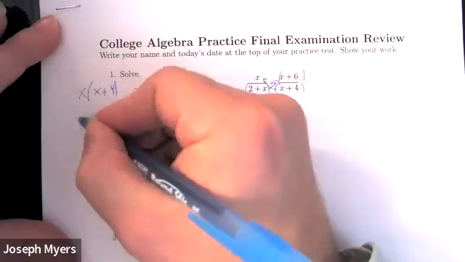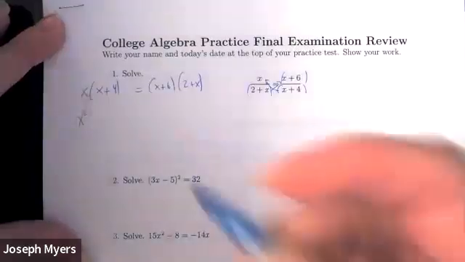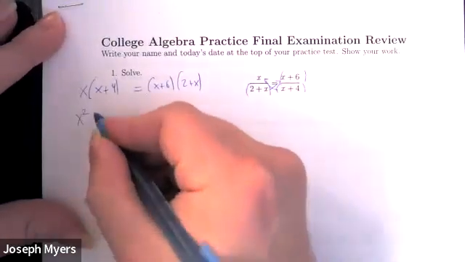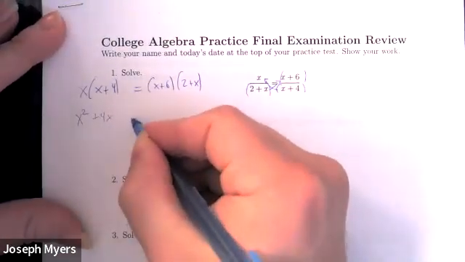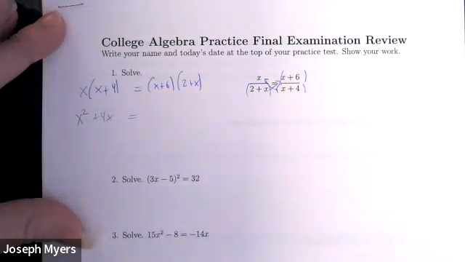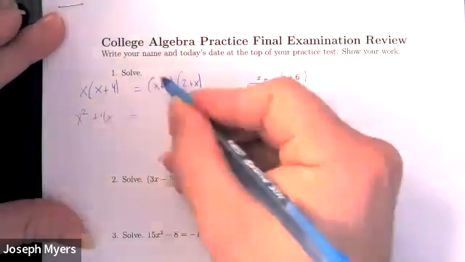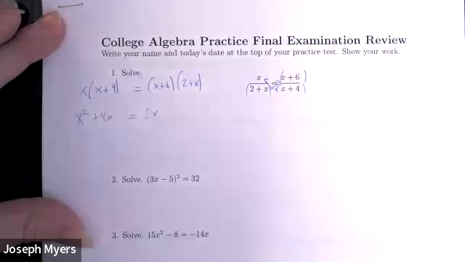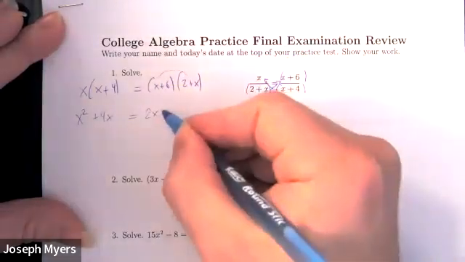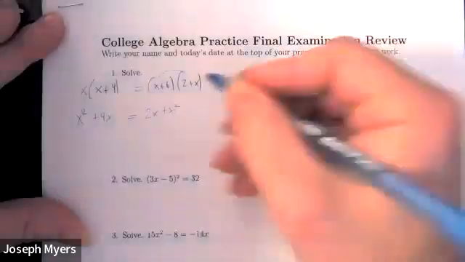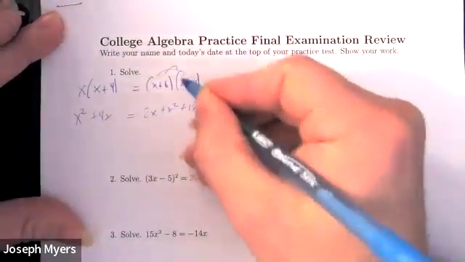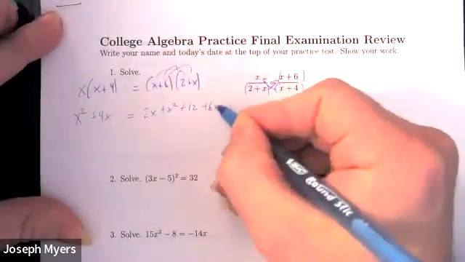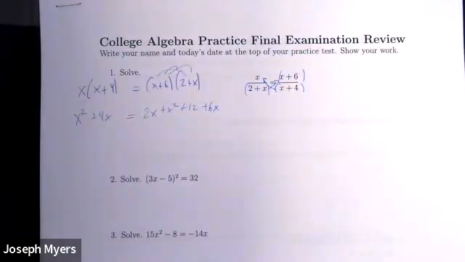Then you're going to distribute the x. So x times x is x squared. And then x times 4 is 4x. And then distribute the next pair of parentheses. So x times 2 is 2x. And then x times x is x squared. And then 6 times 2 is 12. And then 6 times x is 6x. So that's how you're going to start.